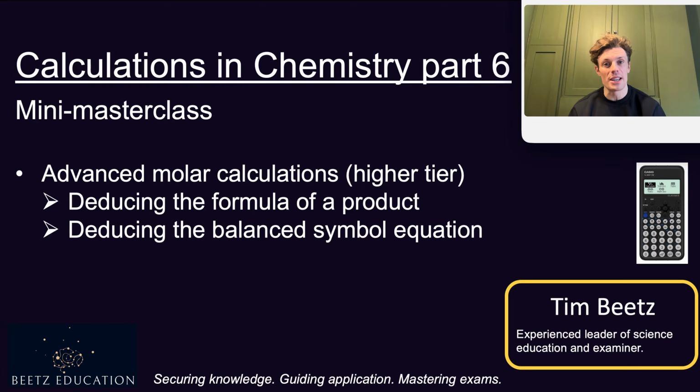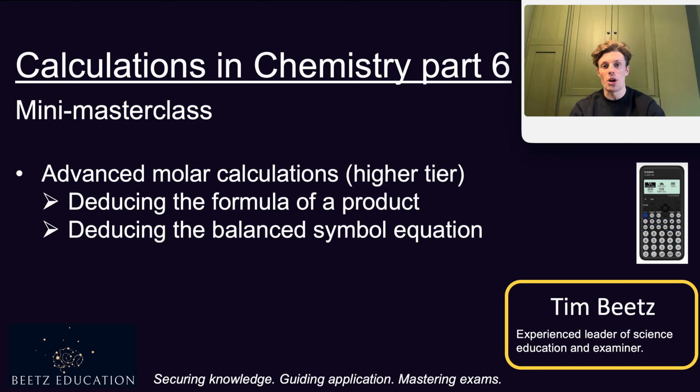This is part 6 of my calculations in chemistry series, with this session focusing on advanced molar calculations, specifically how to deduce the formula for a product and how to deduce the balanced symbol equation based on the molar ratio of reactants and/or products. Please note this is for higher tier students only, however it is applicable no matter what exam board you are studying for. We will of course require a calculator for this session.